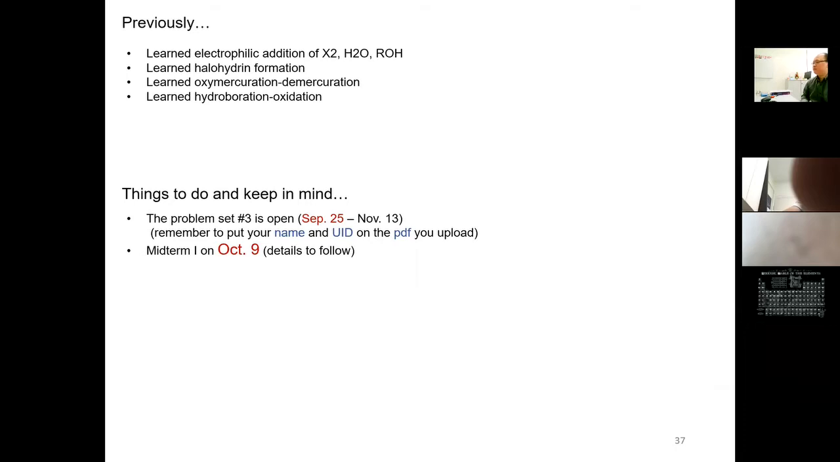But if you go to problem set 3 and see some problems that you can solve, you are recommended to do so. And when you submit your problem set 3 assignment on Moodle, remember to put your name and your UID on the document you submitted. It is required that you submit the finished problem set as a PDF file on Moodle.